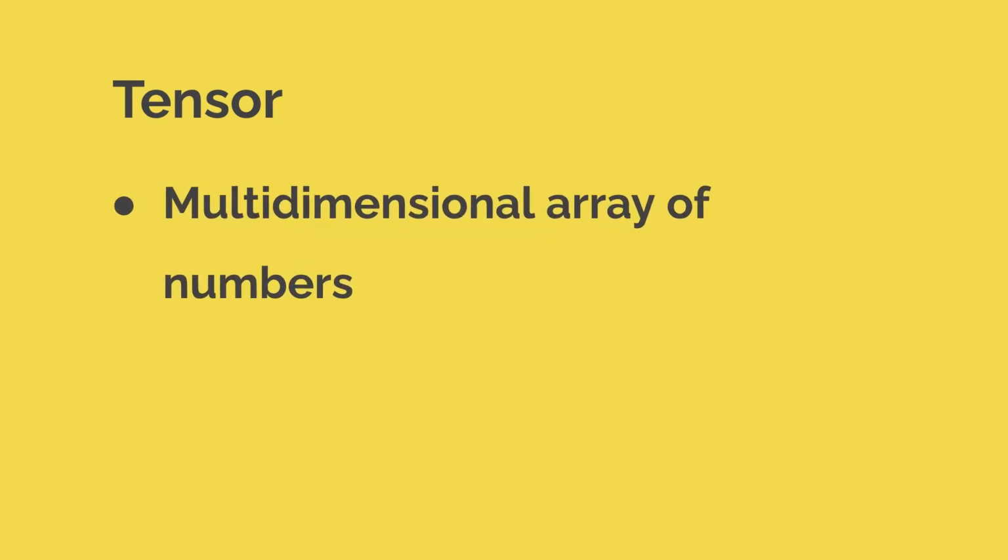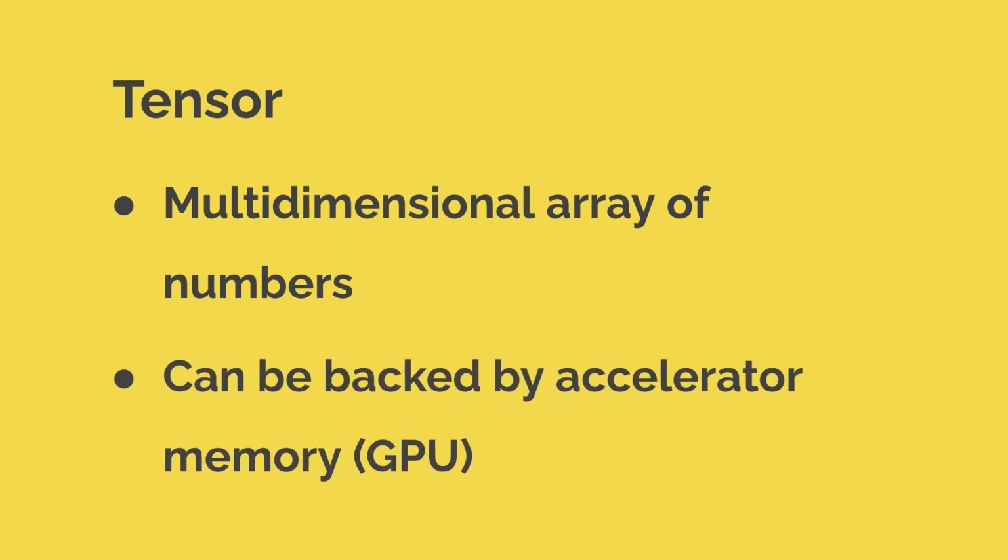And finally, we need to know what is a tensor. A tensor is a multidimensional array of numbers. You can have a one-dimensional tensor, which would be a vector, or you can have two-dimensional, three-dimensional, etc. You can have multidimensional arrays of numbers. For example, if you had a two-dimensional tensor, that would be a matrix. The difference is that if you convert your vectors or your matrices into tensors, then they can be backed by accelerator memory, such as a GPU.